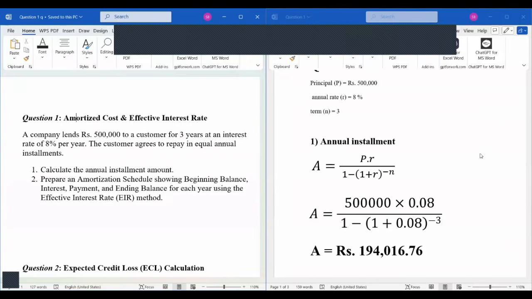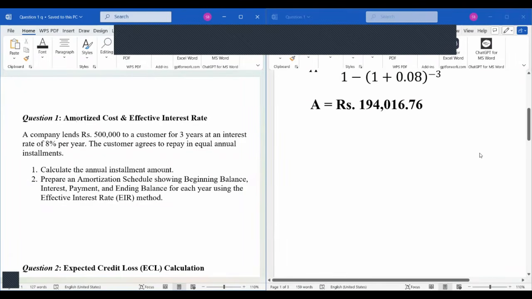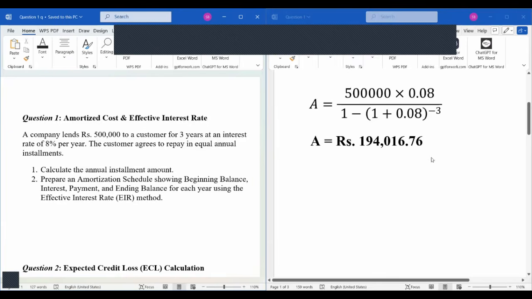If we simplify this equation, we will get the answer as 194,016 rupees 76 cents. So this amount is the annual installment.